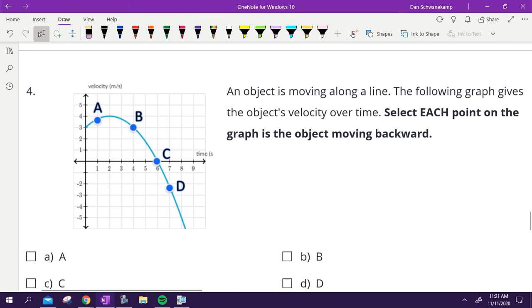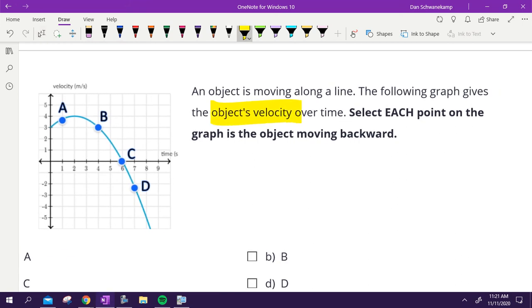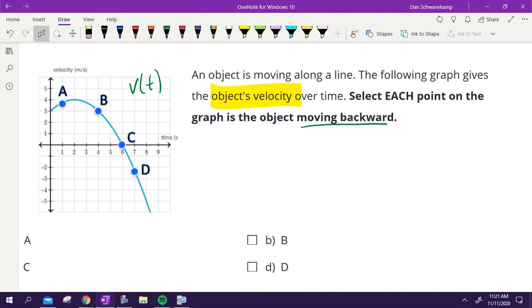Next one. This is a velocity graph. This is velocity. I want to know, when am I moving backwards? What needs to be true about velocity if you're moving backwards? Negative. It's D. It's the only one that's negative.